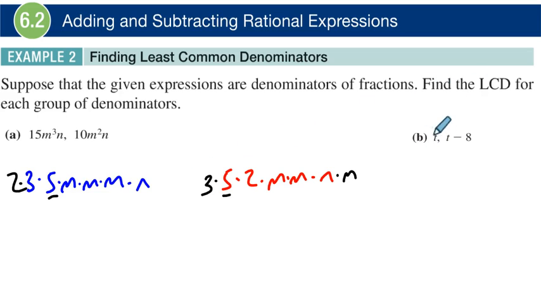If you look at this right here, one has a t, and the other one has a t minus 8. If this side has a t, does this side have a t? The answer is no. You can't count that t because this is not t, this is t minus 8. This is all one group. So this has a t by itself, and this side has a t minus 8, which means this side needs a t minus 8. So now we have a common denominator of t times t minus 8.